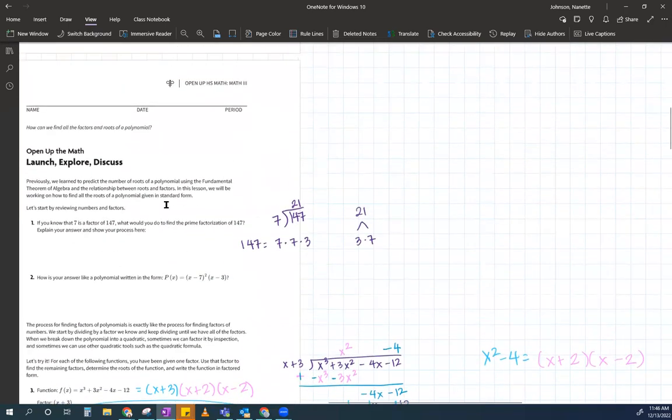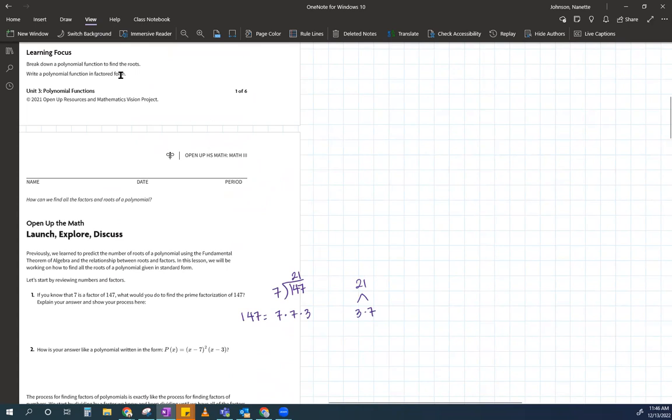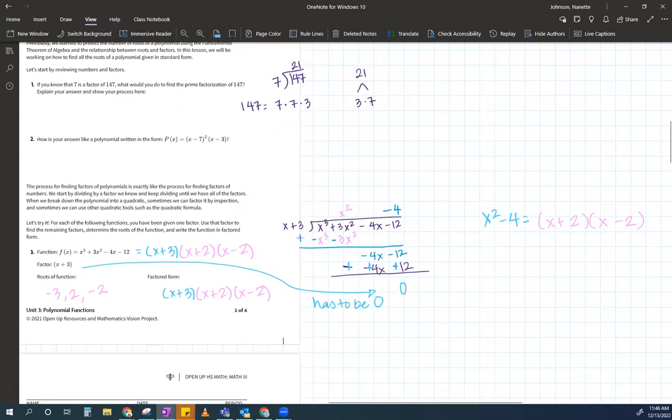Okay. So it said up here, break down a polynomial, which we did, and we can write a polynomial function in factored form. So here's an example, and then we will continue this later.